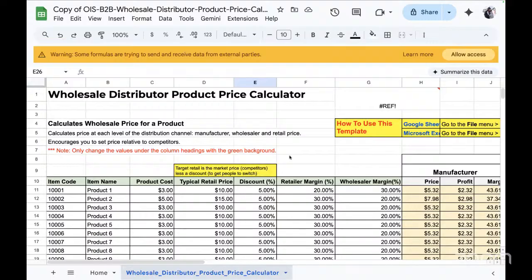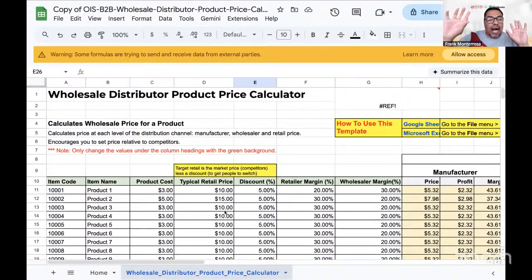Perfect. Look, this is a very simple tool that is going to help you understand if your product pricing makes sense. So first, you need to start with the market price. So what is the market price? What is the typical retail price out there in the field? What your competitors are selling for tells you how much customers are willing to pay.